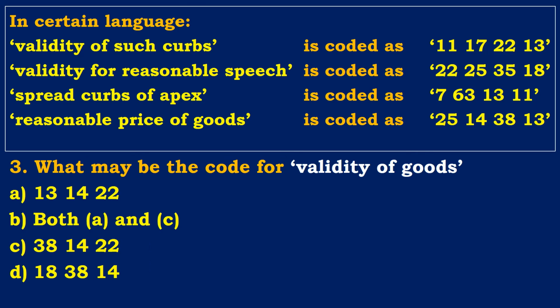3. What may be the code for validity of goods? The term validity appears twice in the first two sentences. It is coded as 22. The word of appears 3 times in the first, second, and last phrases. It is coded as 13. The non-repeating word goods may be coded as 14 because it is a non-repeating number in statement 4. As a result, option A is the right response.